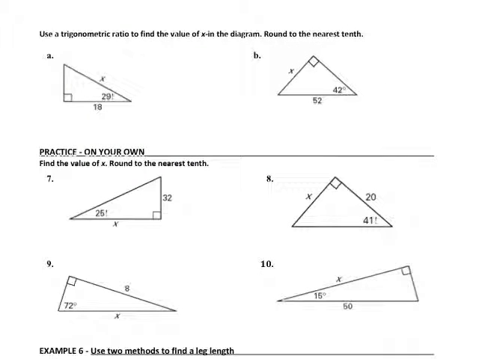Alright, on the last page here we have 2 problems that are asking us to use a trig ratio to find the value of x in the diagram and then round to the nearest tenth. That's 1 decimal place. In problem A, it looks like we are going to be solving for the hypotenuse, and we have a 29-degree angle and then another side that is 18.